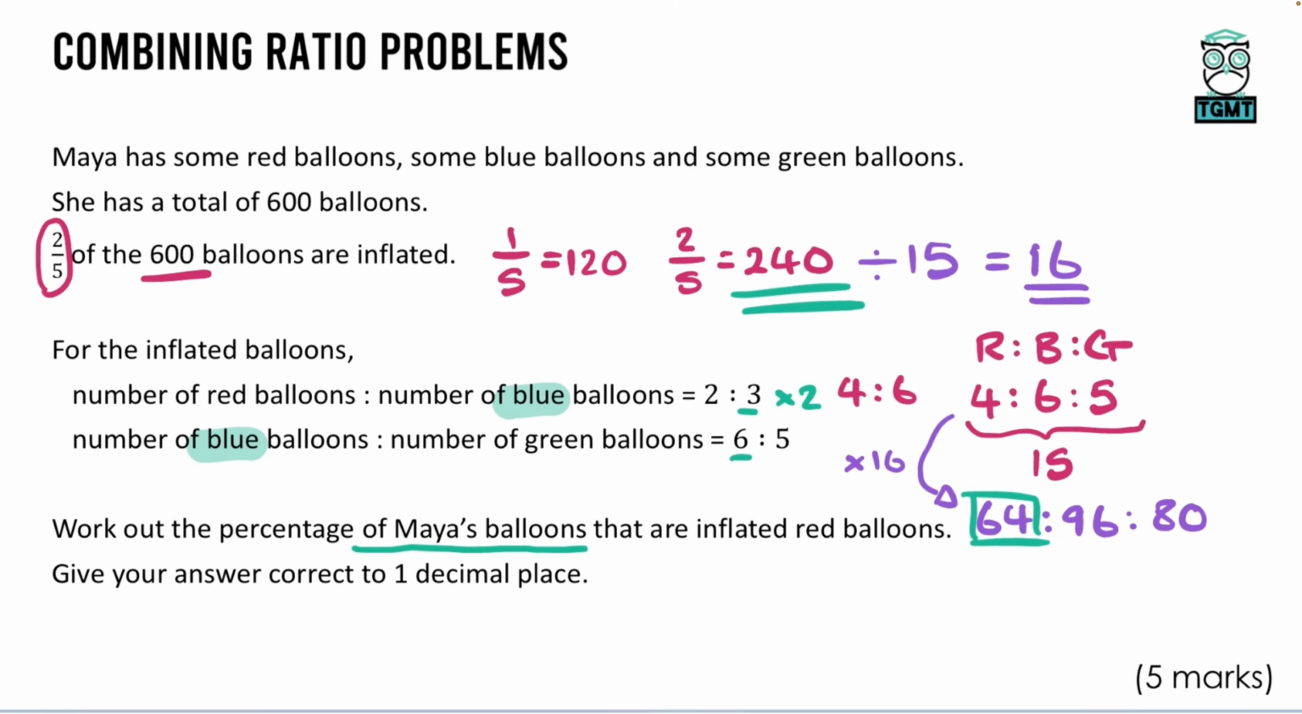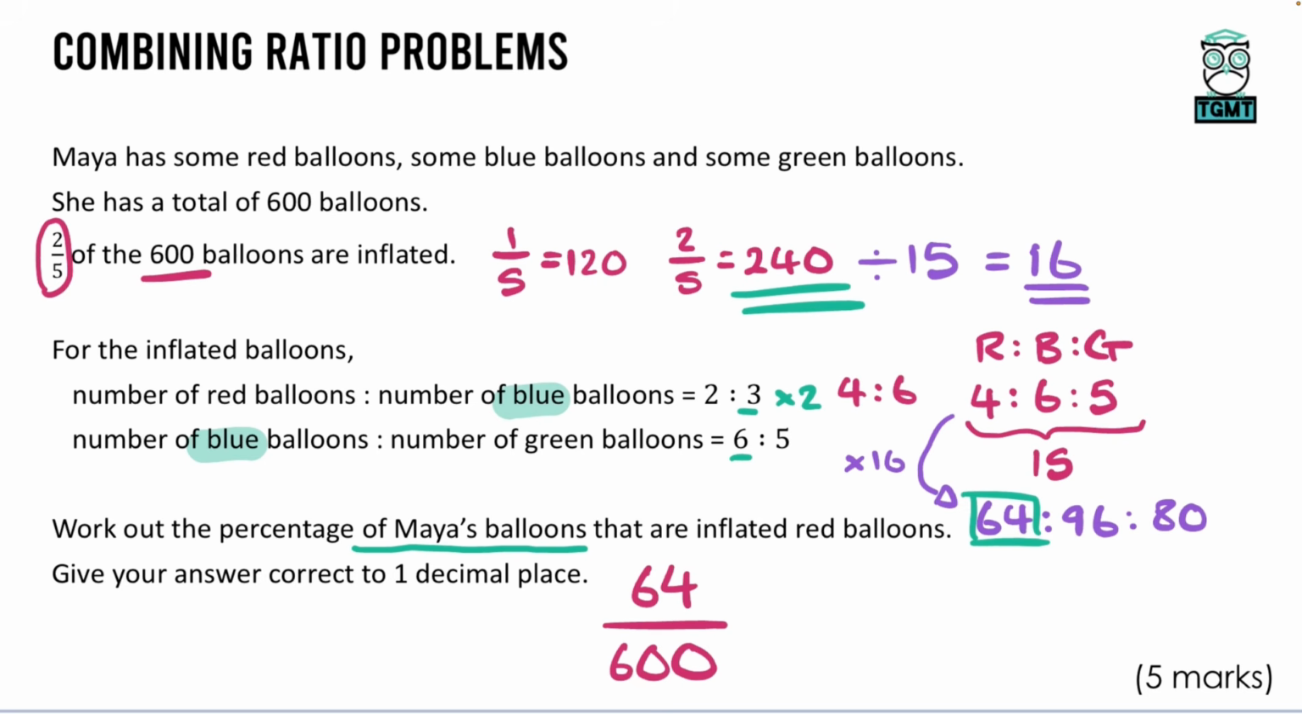Now it could have phrased that in two different ways. It could have said the percentage of Maya's inflated balloons, which would have been out of 240, because we have 240 inflated balloons. This one though, it says Maya's balloons. Well, she has 600 balloons. So as a fraction of that 600, we have 64 out of 600 that are inflated red balloons.